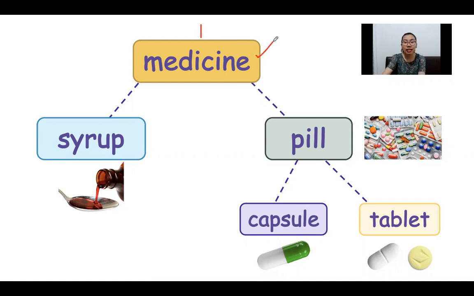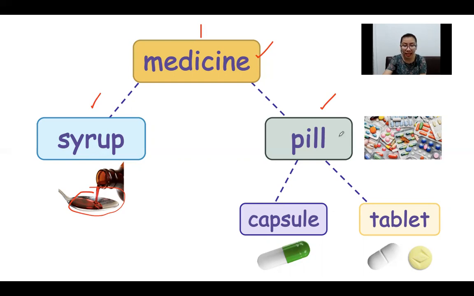Medicine is something that you use or something that you drink, you take, if you are sick, if you have a headache, stomach ache, or fever. In our graph, we have two types of medicine. We have syrup and pill. A syrup is a liquid that is sometimes for children or babies, they drink syrup if they are sick or not feeling well.